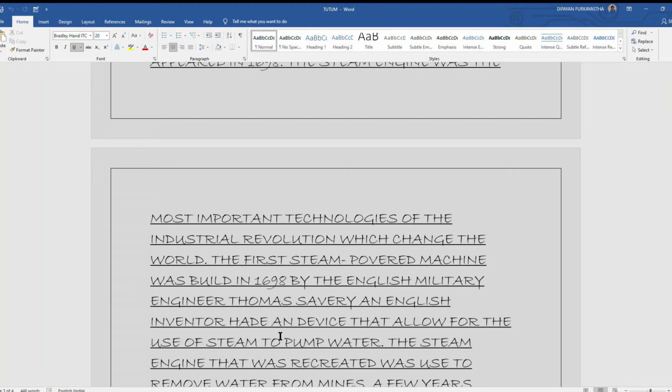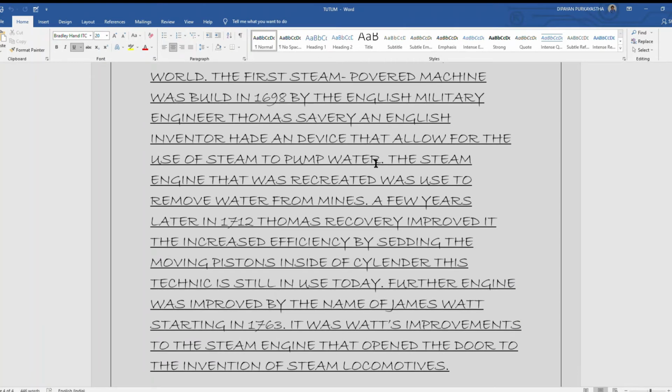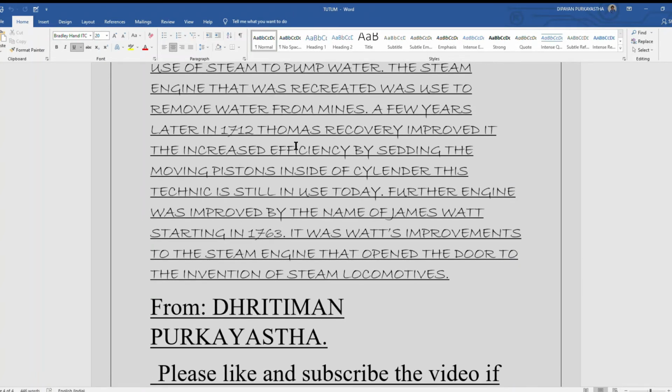An English inventor had a device that allowed for the use of steam to pump water. The steam engine that was recreated was used to remove water from mines. A few years later, in 1712, Thomas Newcomen improved it, increasing the efficiency by sealing the moving pistons inside of cylinders. This technique is still in use today.